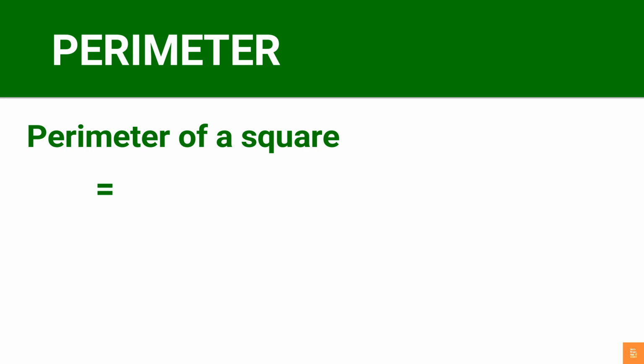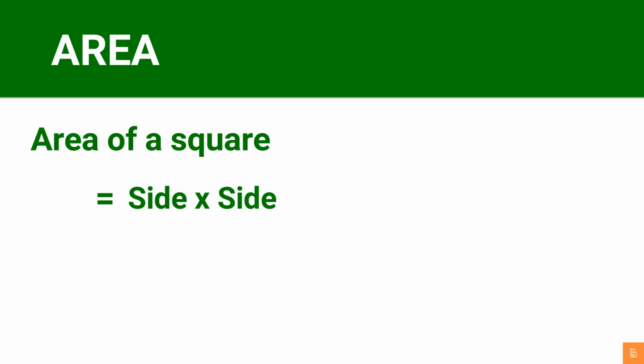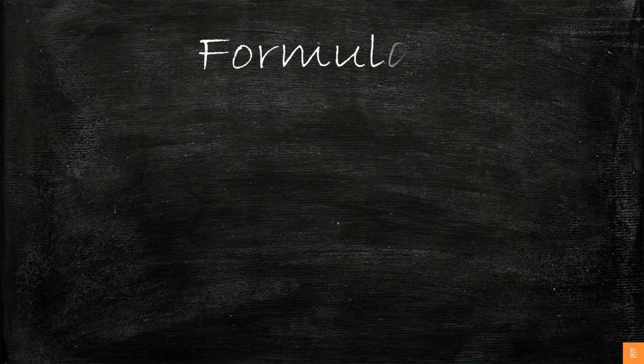Perimeter is equal to 4 into length of side equals 4 into S. Area equals side into side equals S into S. By demonstrating such activities, children have a clear understanding on how to apply a formula.